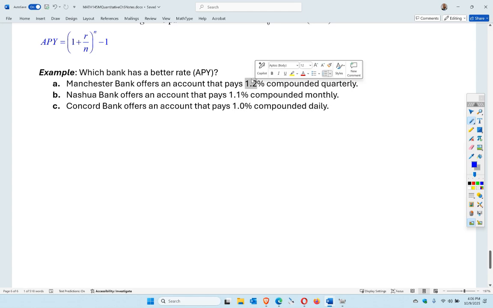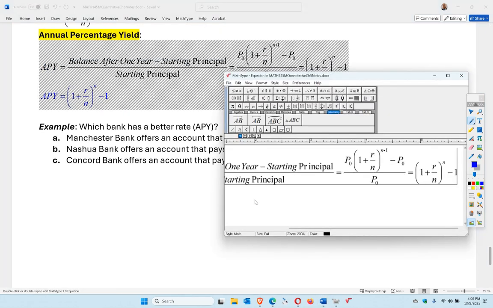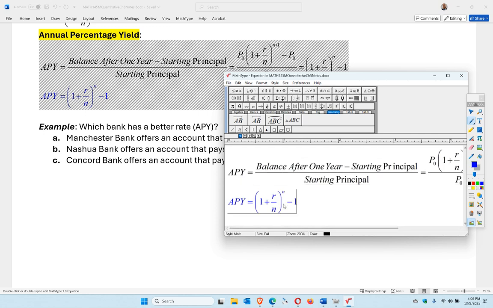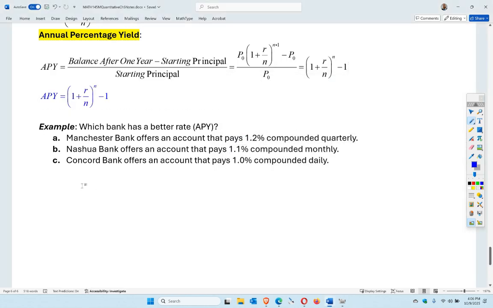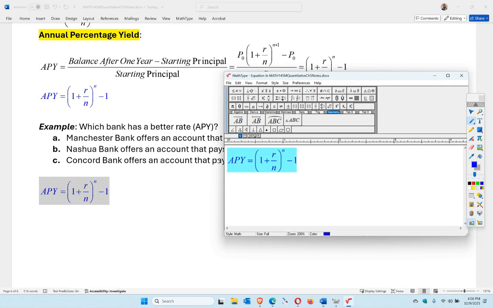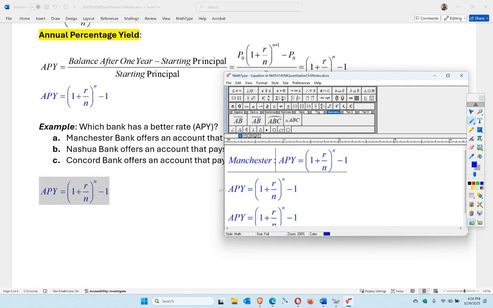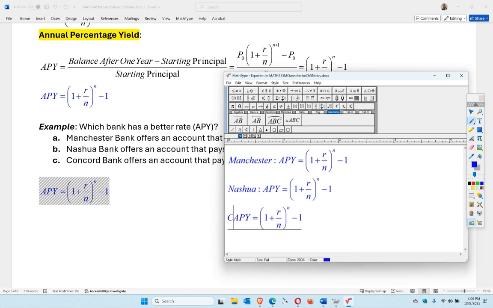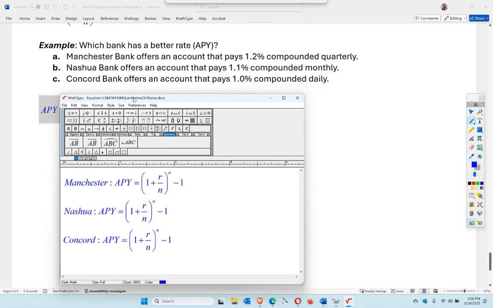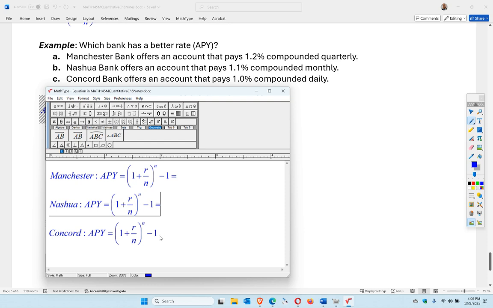Okay, so let's take the formula here, and I'm going to steal it so I don't have to retype it over and over again. Copy, and we'll paste it down here. Then I'm going to copy and paste it 2 more times. We'll call this one Manchester, colon. This one will be Nashua, colon. And this last one will be Concord, colon. Let's scroll down here and get this over to here, and we'll do equals, equals, equals.